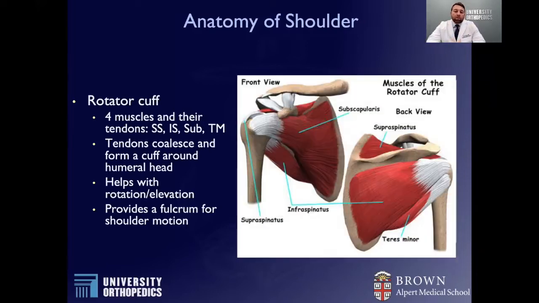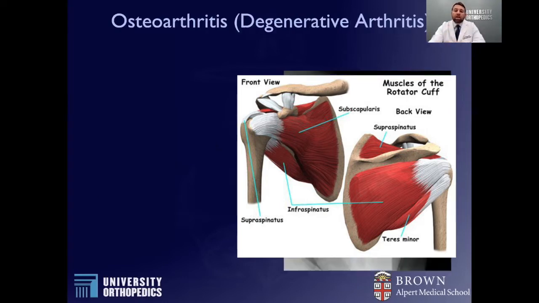The four muscles of the rotator cuff are the supraspinatus, the infraspinatus, the subscapularis, and the teres minor. It's really not important that you know the names of them, but just know that they're muscles that surround the ball and help hold that ball in the socket, so that the shoulder can function the way that it's supposed to, and provide a stable fulcrum so that there's motion of the ball within that socket.